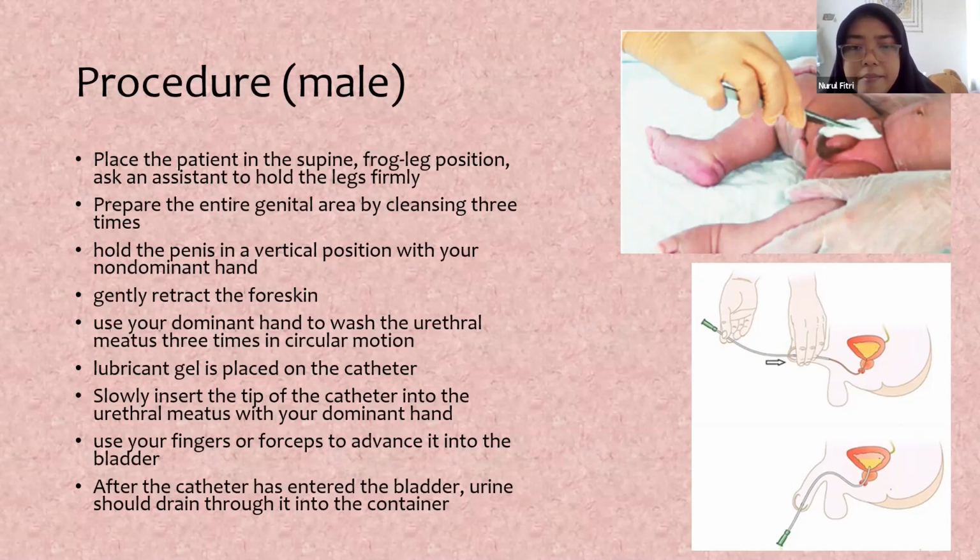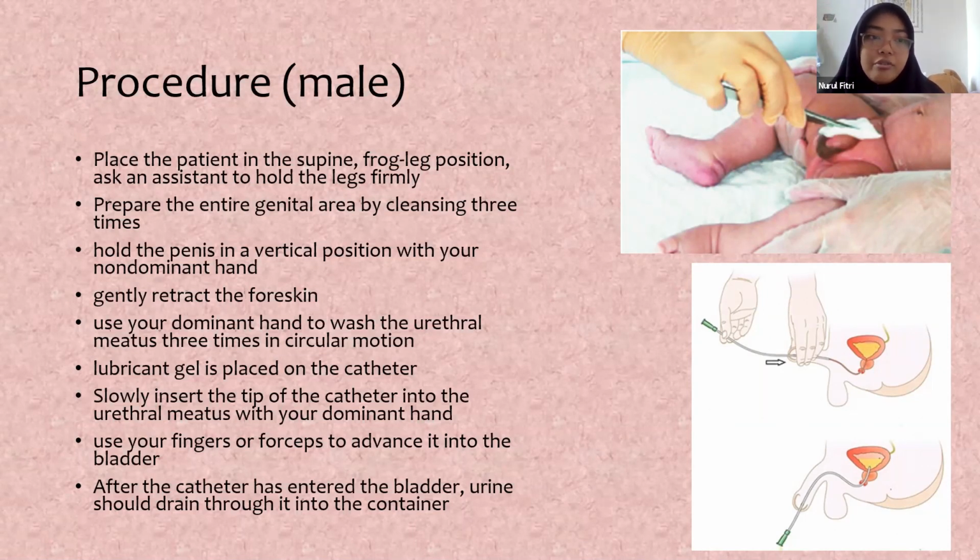But in the male, the urethra is longer, and it has a curving anatomy at the base of the penis. Due to this curve, it causes a certain resistance when you want to insert the catheter. In the female, it is actually easier to insert the catheter because the urethra is short and straight. Okay, so in terms of the procedure in male, first is the position.